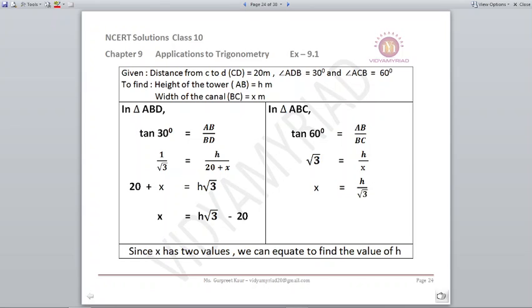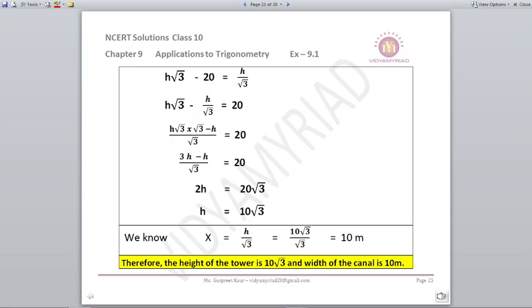So x comes out to be h root 3 minus 20. Similarly, take another triangle. Tan 60 will be equal to AB upon BC. Tan 60 is root 3. Root 3 is equal to h upon x, or x comes out to be h upon root 3. Now both the values of x are the same, so we can equate them. It comes out to be h root 3 minus 20 equal to h upon root 3. Take root 3 on one side and 20 on the other side. Take the LCM and you will get h, it comes out to be 10 root 3.